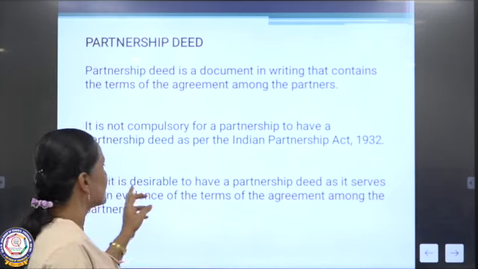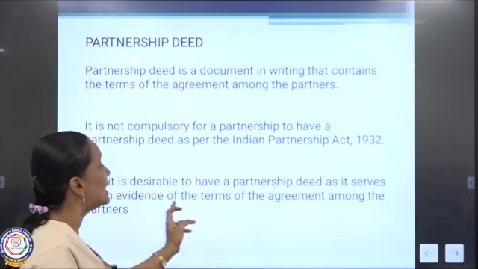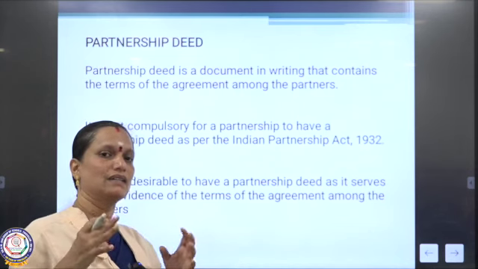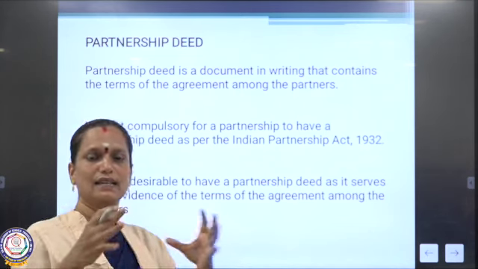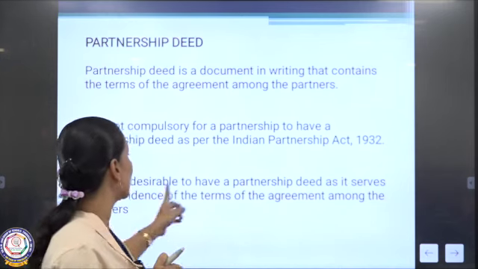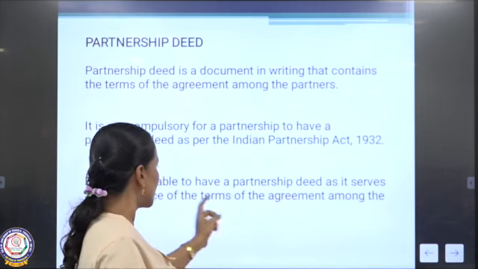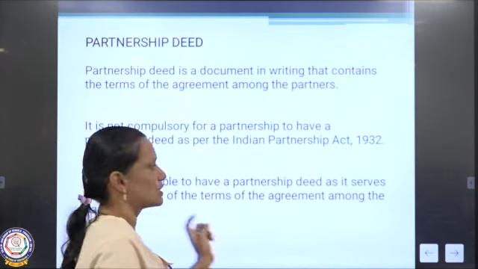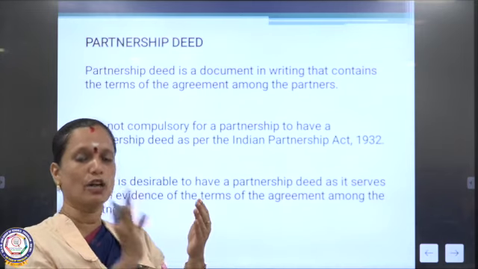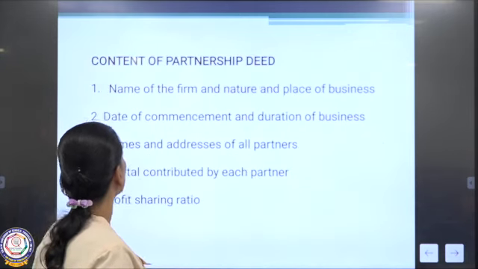But it is desirable to have a partnership deed as it serves as evidence of the terms. If in future the partners quarrel among themselves and any one person goes to court, it is documentary evidence of the terms of the agreement among the partners. So whatever terms and conditions they formed in the agreement, that is the documentary evidence of the partnership firm, okay.